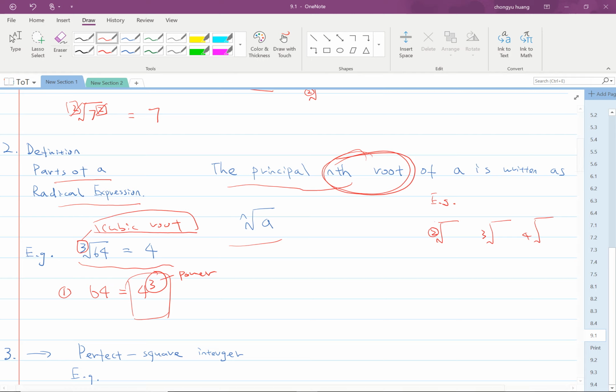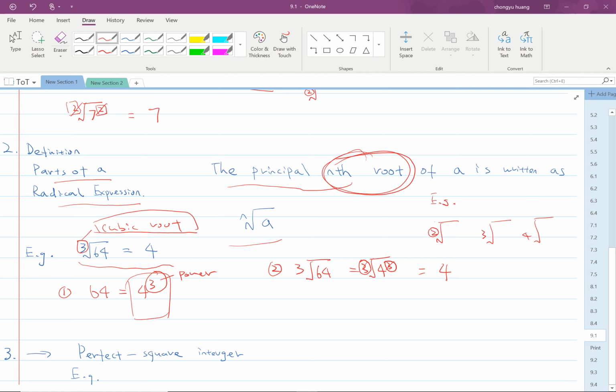Another way to show this problem is: here we have a cubic root, and the inside is 64, which is equal to 4 to the power 3. As you can see, we have a cubic root and then a power of 3, right? So those will cancel, and we end up with the number 4.